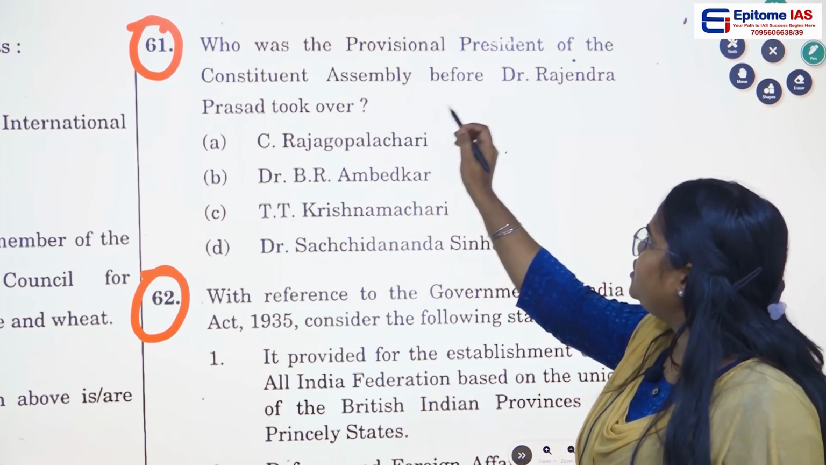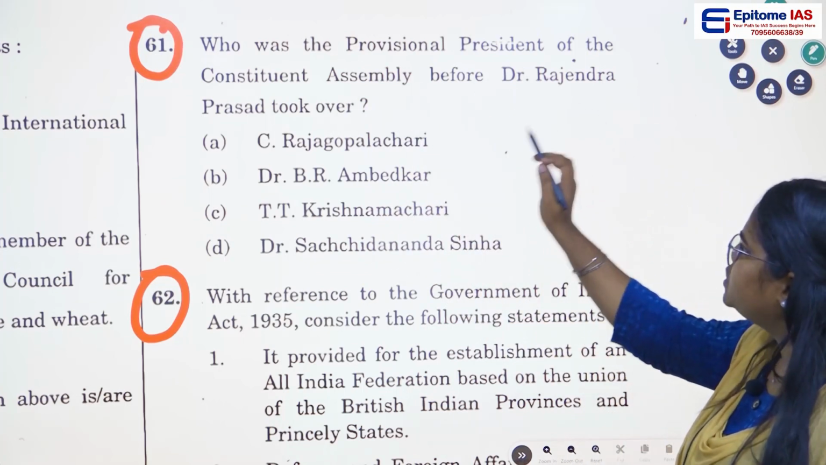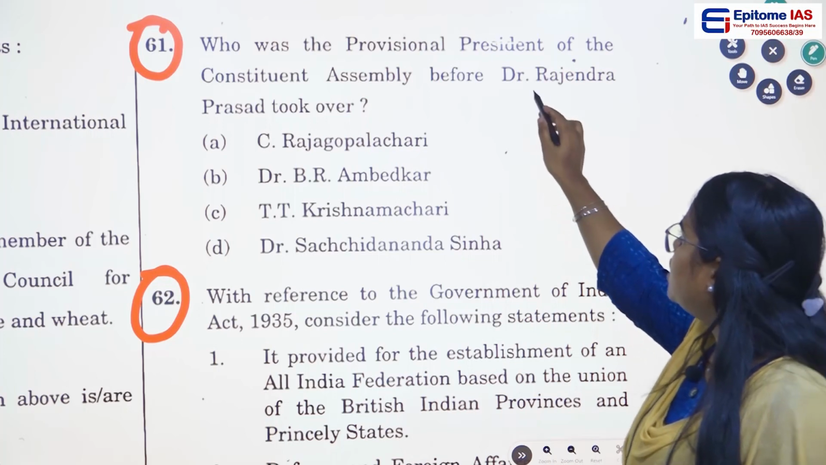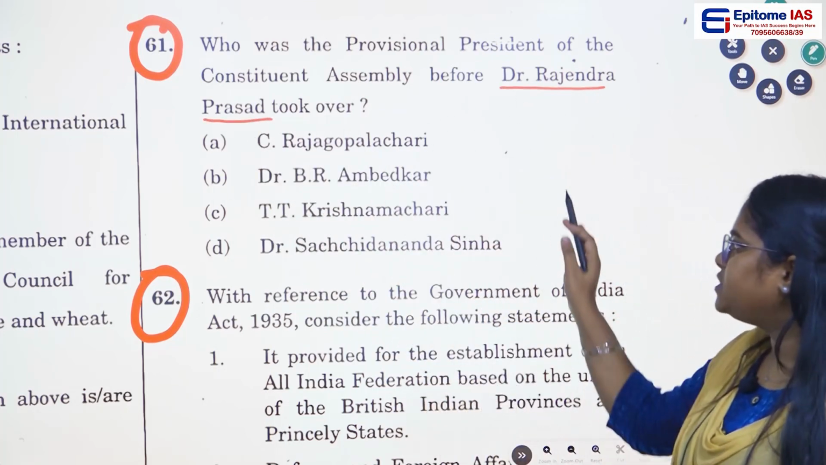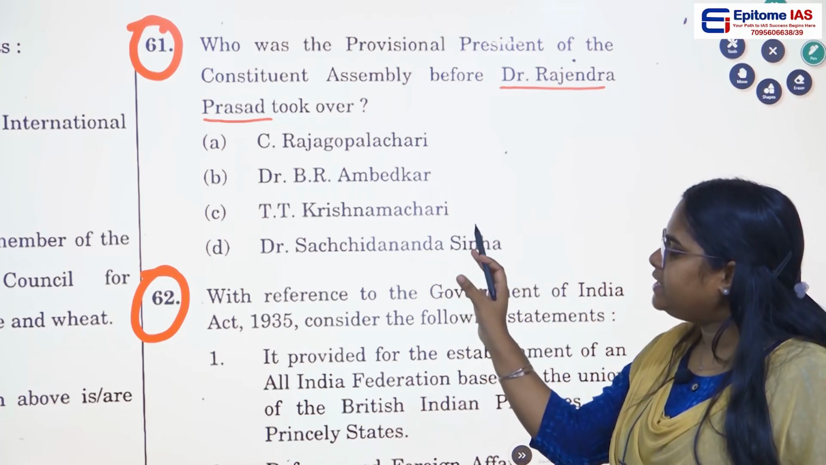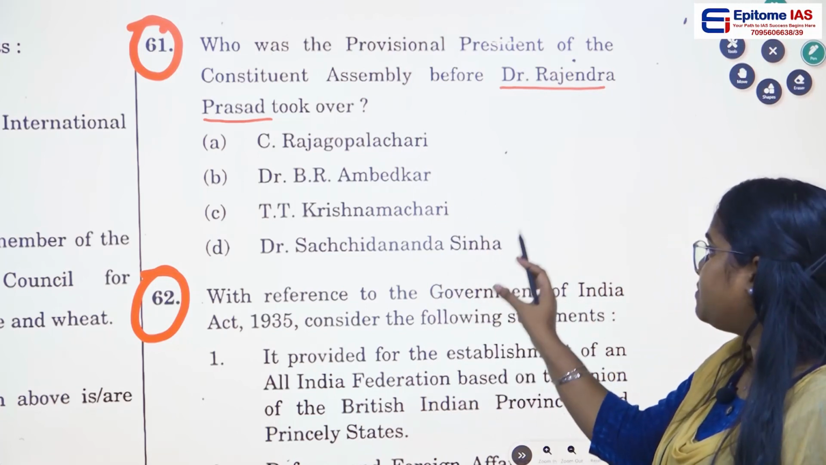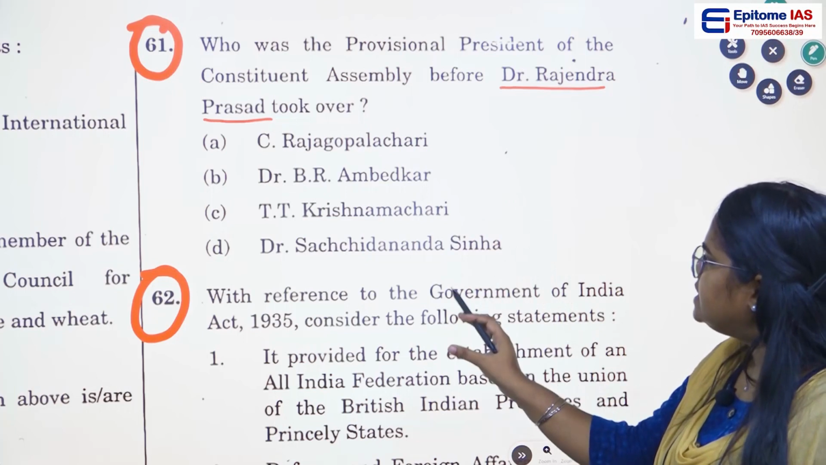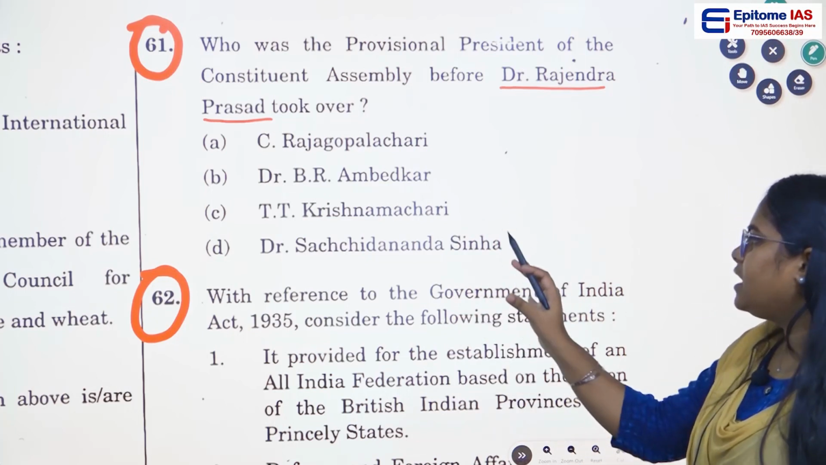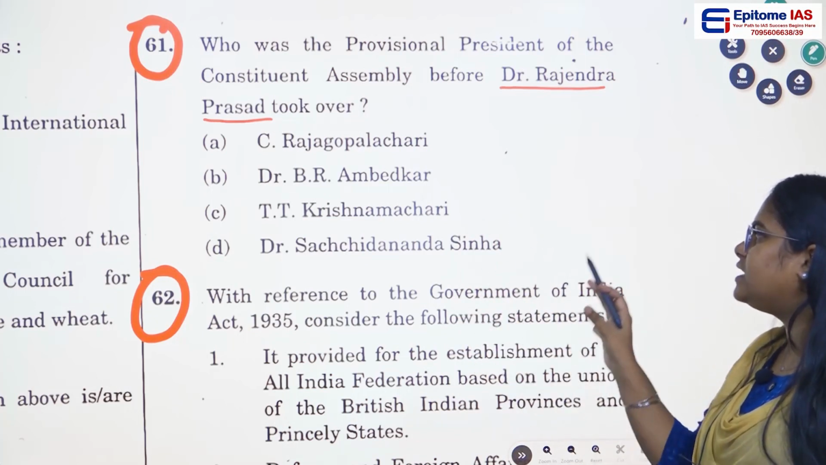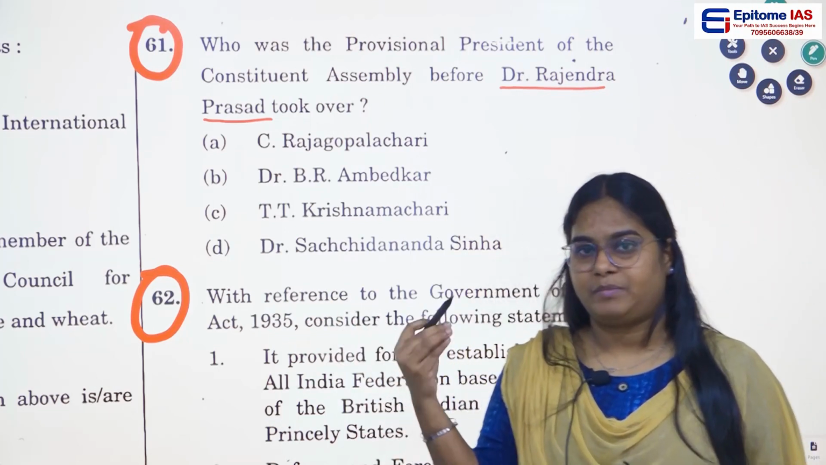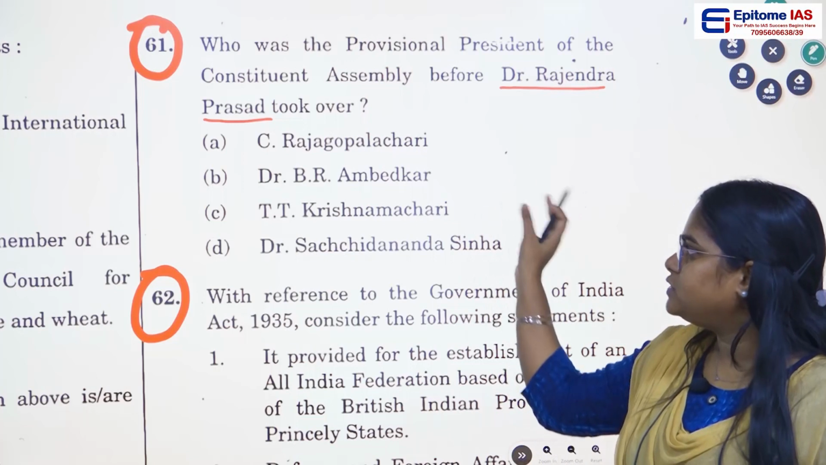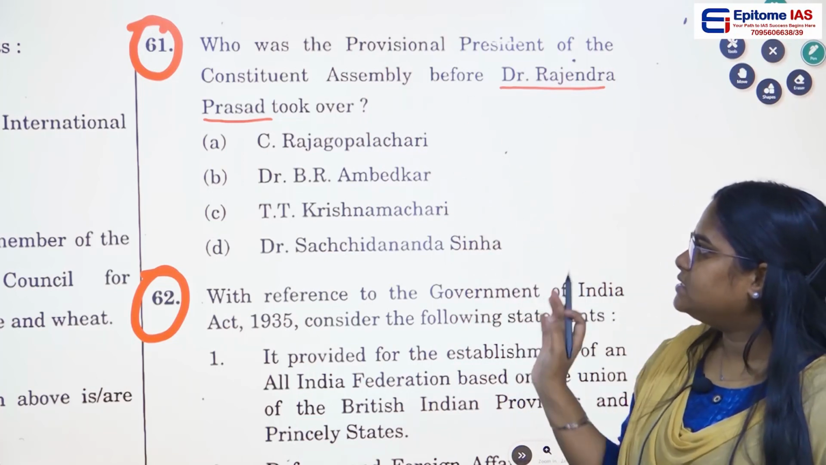Who was the provisional president of the Constituent Assembly before Dr. Rajendra Prasad took over? Option A, C. Rajagopalachari. Option B, Dr. B.R. Ambedkar. Option C, T.T. Krishnamachari. And option D, Dr. Sachidananda Sinha. Actually, we solved this question in one of the PYQs. We were talking about this particular thing which was asked in this question.